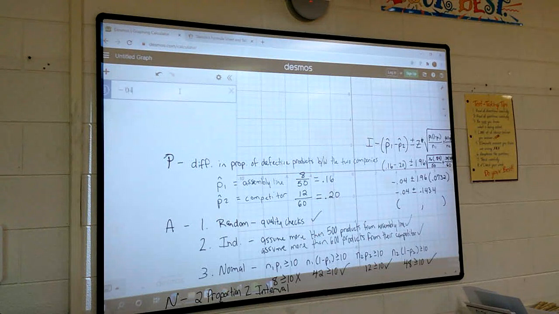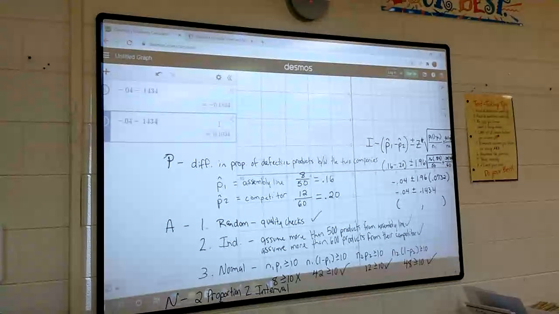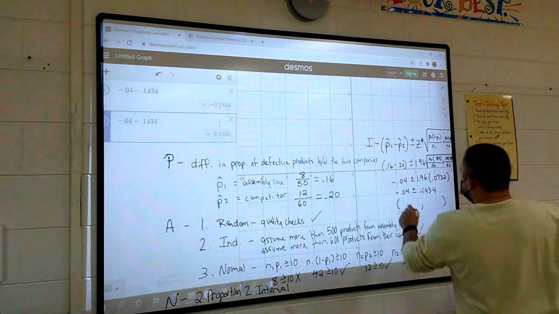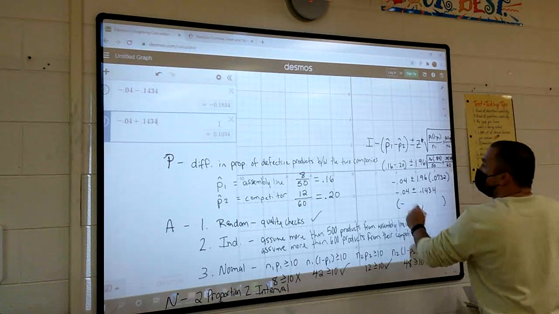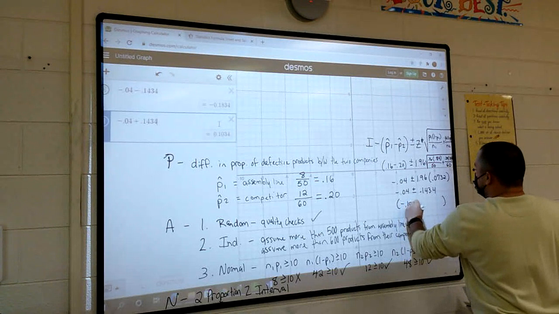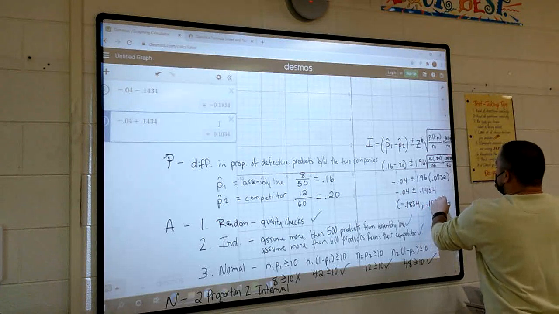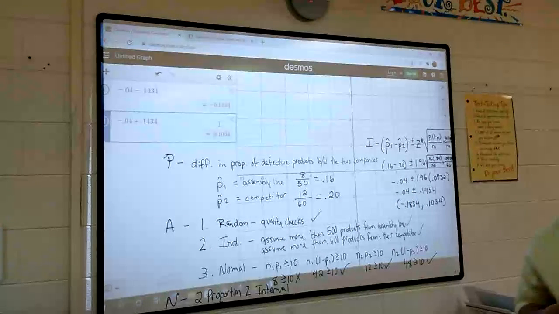So we're going to say negative 0.04 minus, and we get our lowest, and we're going to say negative 0.04 plus, and we get our highest. Okay. So our interval would go from negative 0.1834 to positive 0.1034. So we found our interval.